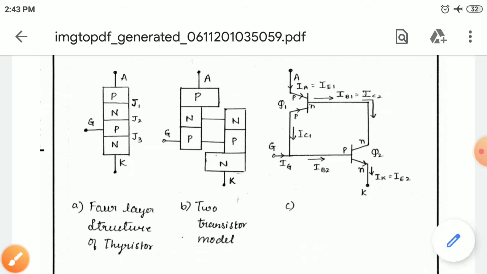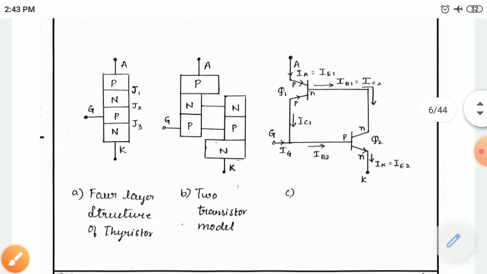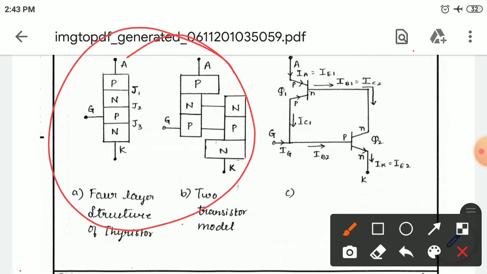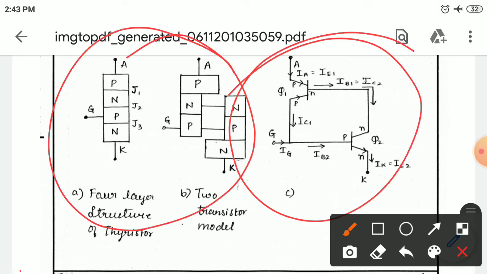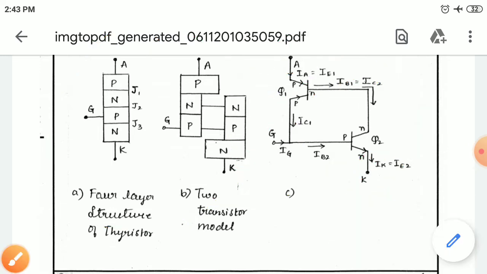This is the cross-sectional view of the two transistor analogy of a thyristor, whereas this is the equivalent circuit of the two transistor analogy. Here IA is the anode current, IC2 is the collector current of transistor 2, IB2 is the base current of transistor 2, and IB1 is the base current of transistor 1, along with the gate, anode and cathode. The two transistors are connected in an anti-parallel fashion here.